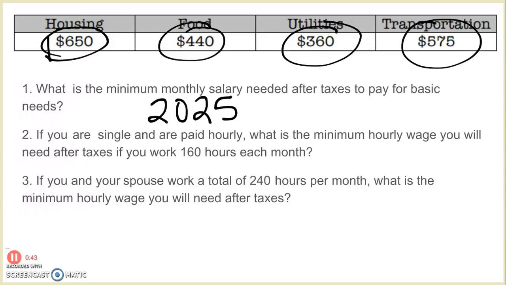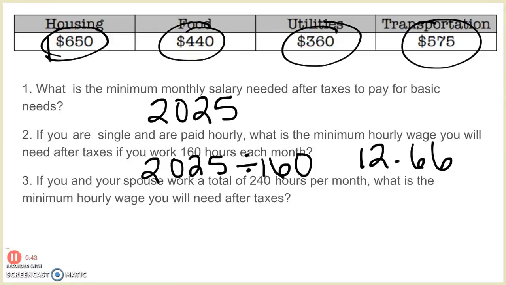In order to find the hourly wage needed, you divide the monthly income by the number of hours worked in 1 month. So our monthly income here is $2,025, and the number of hours worked this month is 160. So go ahead and divide 2,025 divided by 160. Remember, we're talking about money, so round to the nearest cent. So you should have got $12.66 for number 2.